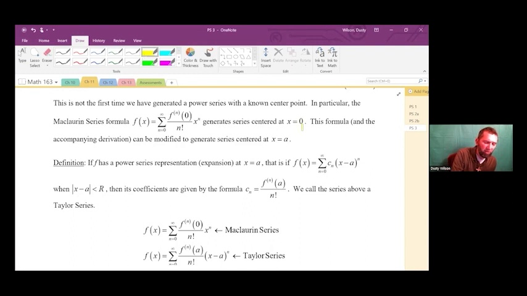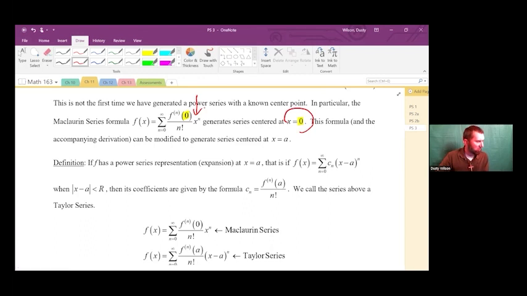To see this, notice here's the x equals 0, there's the 0, and also note that if we were to take this x equals 0 and substitute it into the power series, each of the terms would include a 0 to the nth power. This formula and the accompanying derivation that we already went through can be modified to generate series centered at x equals a, so a shifted series.